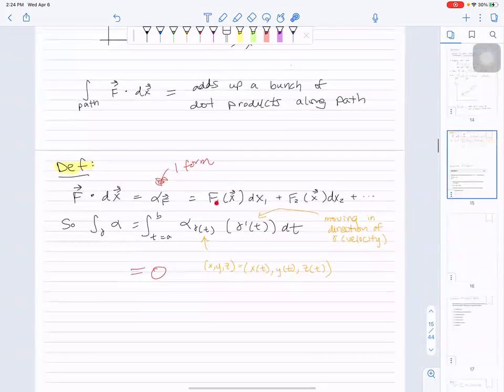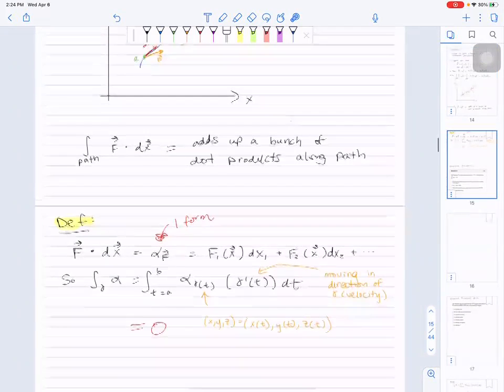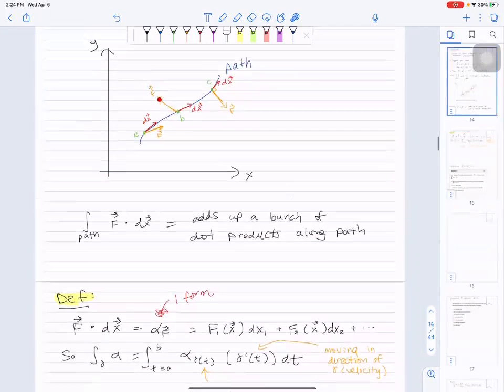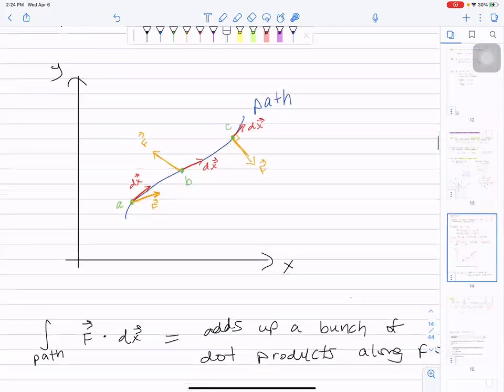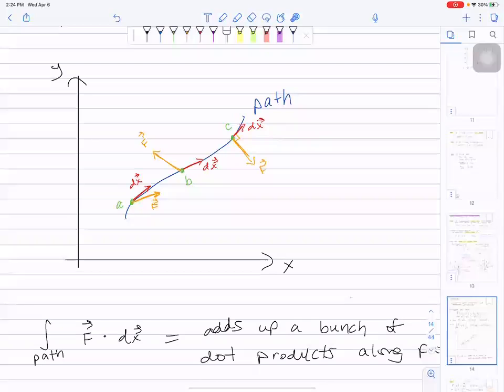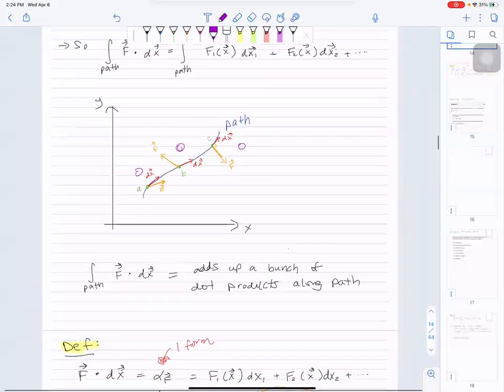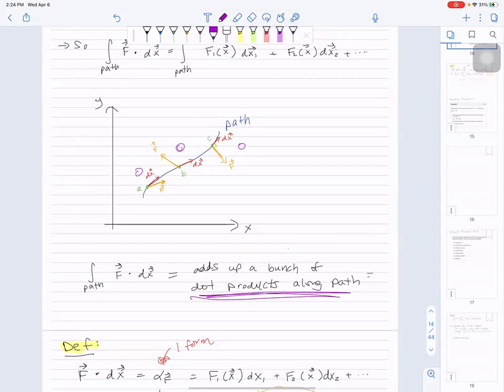Well, knowing what you know, what does our one form look like? Our one form is the dot product of the orange and the red, plus the dot product of the orange and red. We're dot producting them all. How could we get 0? That only happens if your dot product is 0, right? So if this dot product is 0, we have 0, plus this dot product is 0, plus this dot product is 0. Then when you add up a bunch of dot products along a path, you get 0.